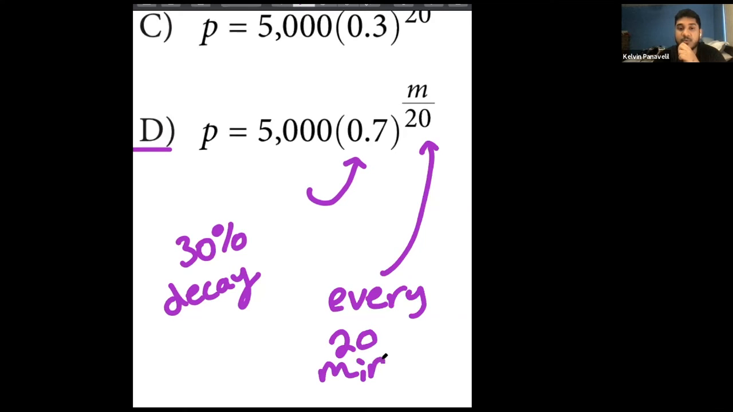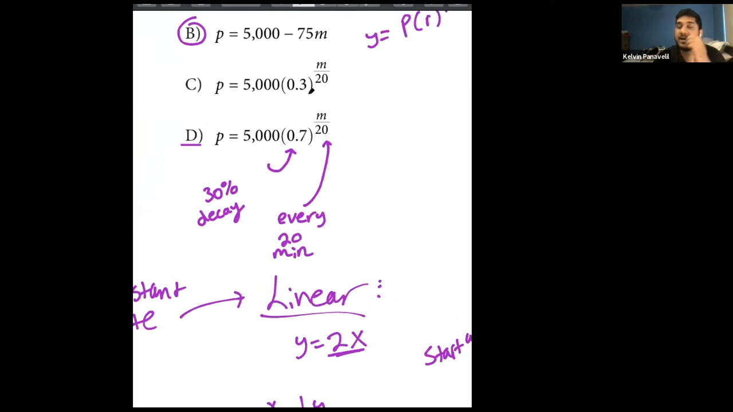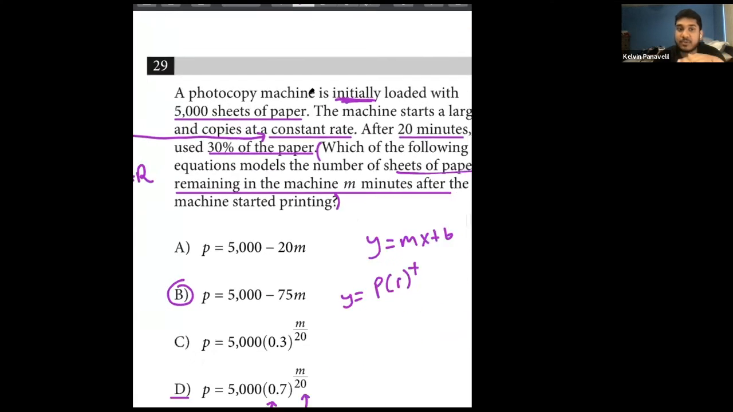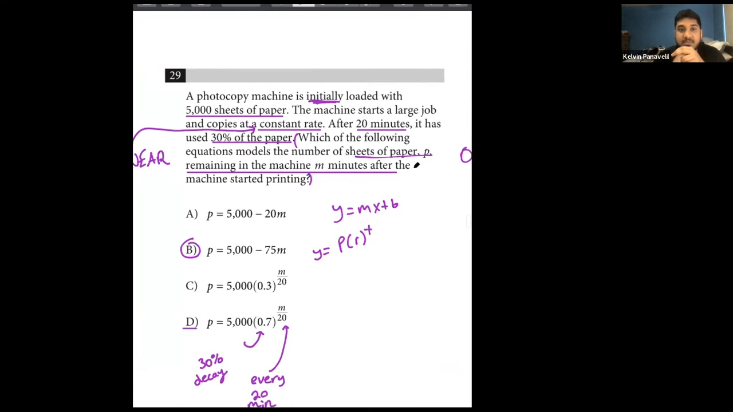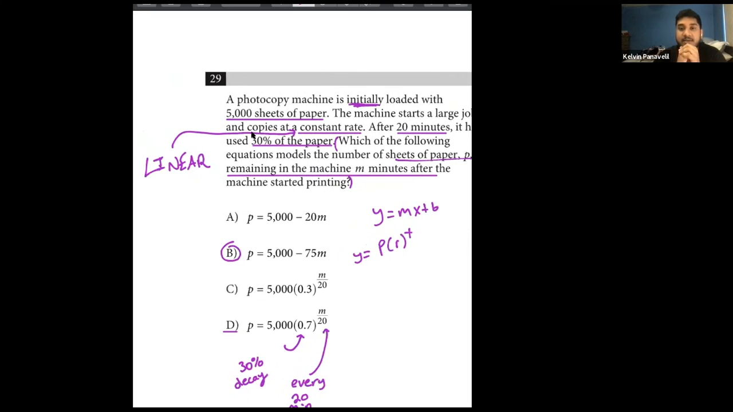Now let's go back and look at the wording of the question. Does it say the paper is decreasing by 30% every 20 minutes? Yes or no in the chat? No. It says that after 20 minutes, it used 30% of the paper. The key word, one more time, is constant rate. Linear.